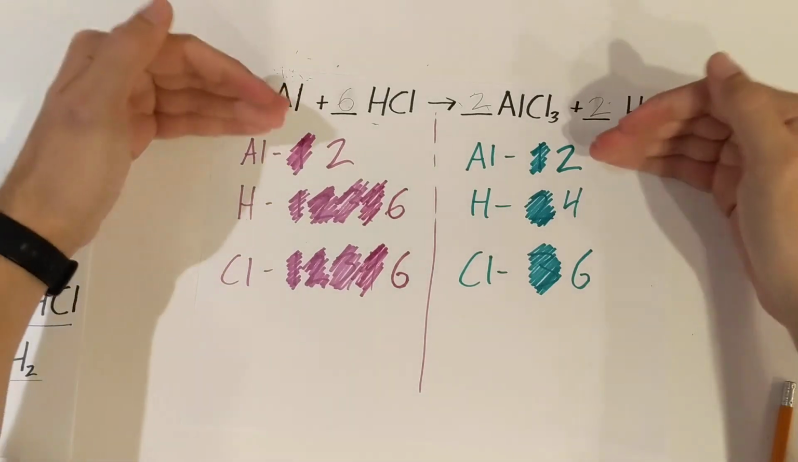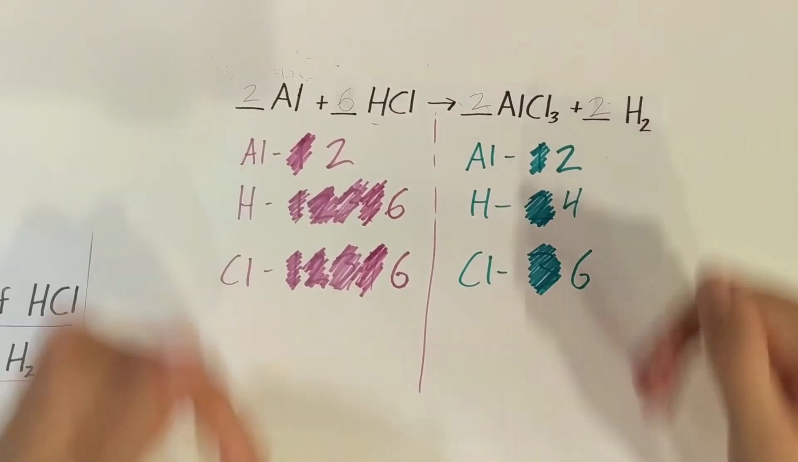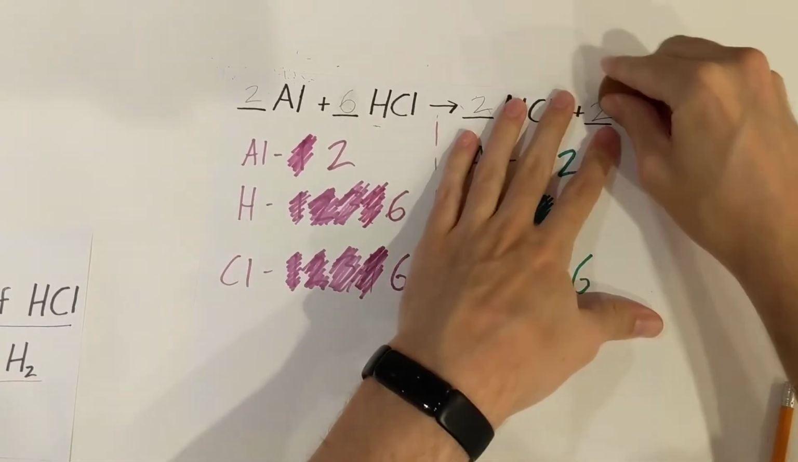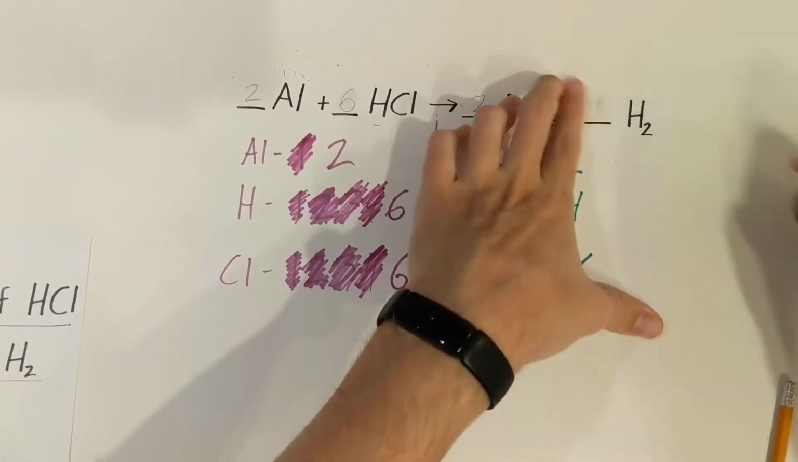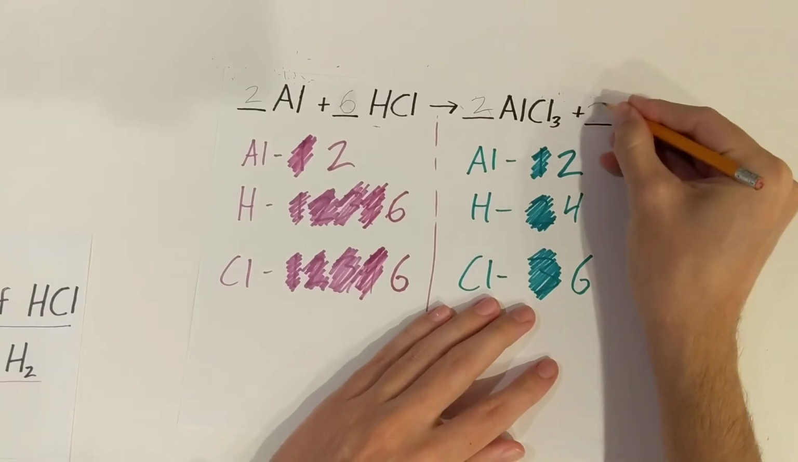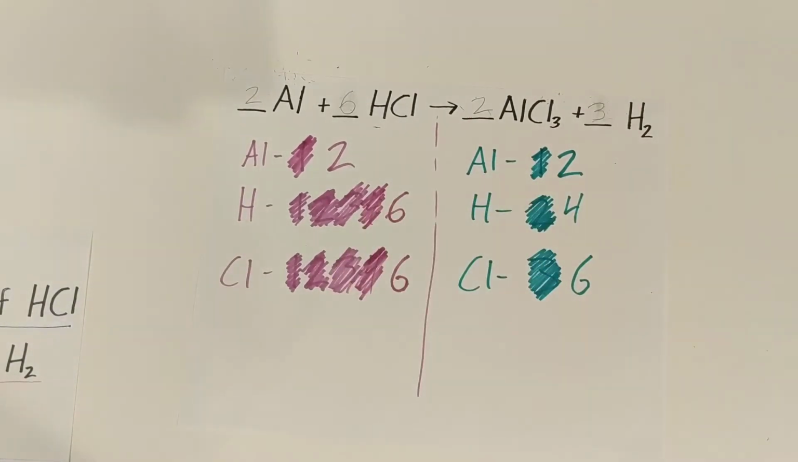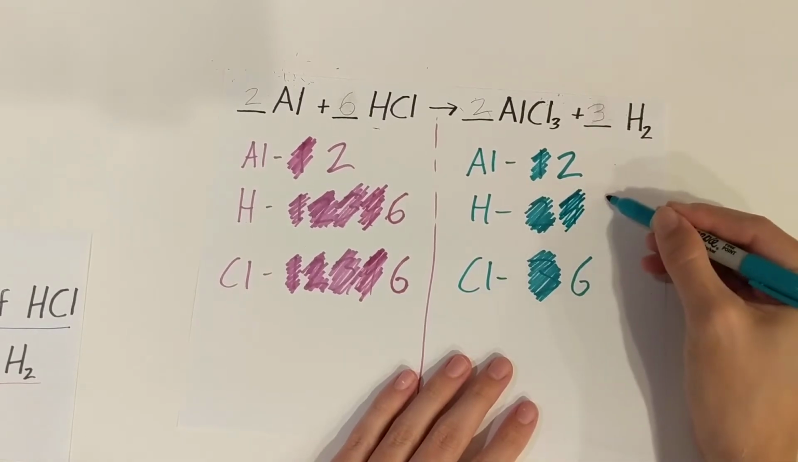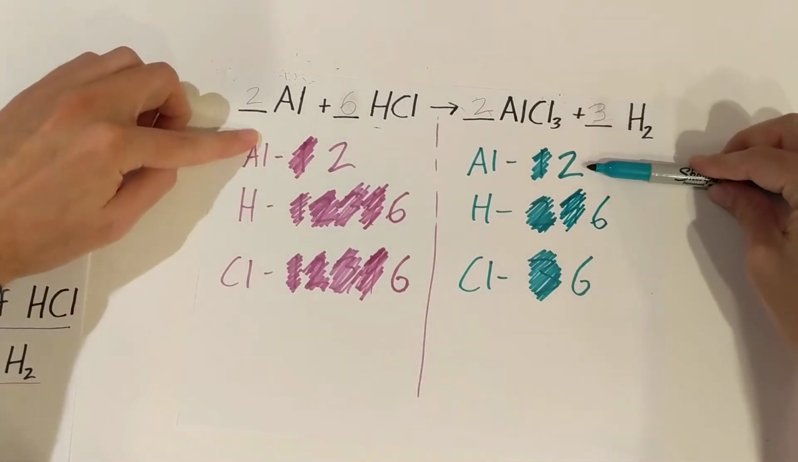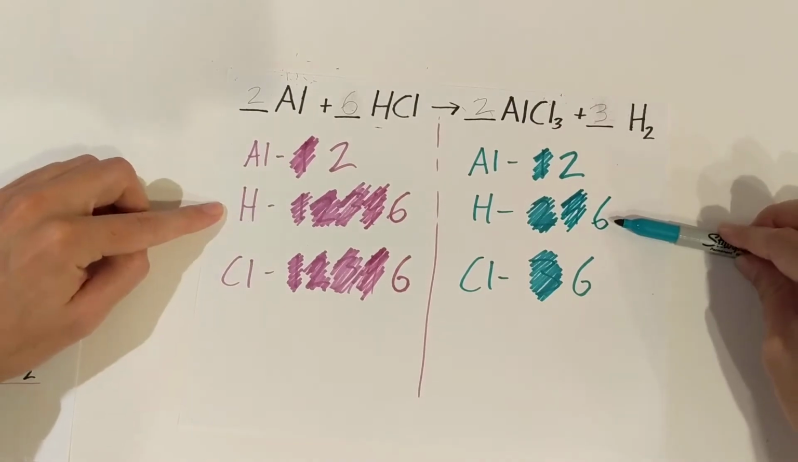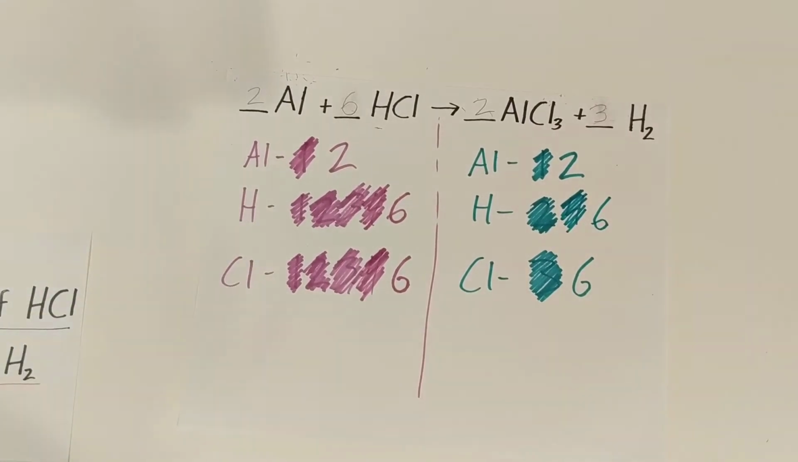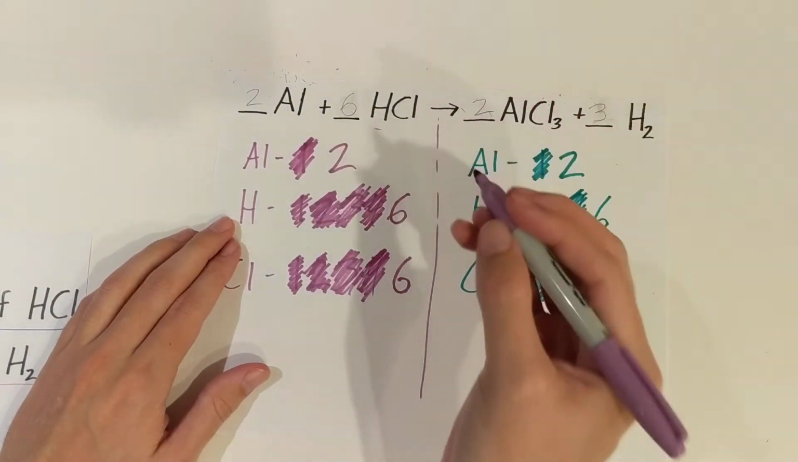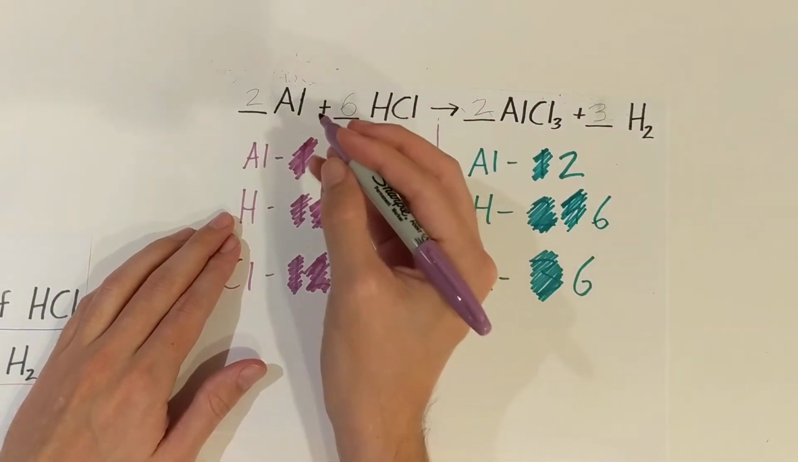Again, now my aluminum is balanced, my chlorine is balanced, my hydrogen is not. So I will have to increase my hydrogen on my right side. Let's put a 3 there, and by putting a 3 there, that gives me 6 hydrogen. I could always double check this: aluminum balanced, hydrogen balanced, chlorine balanced. This is a balanced equation up here. So let's write it in.